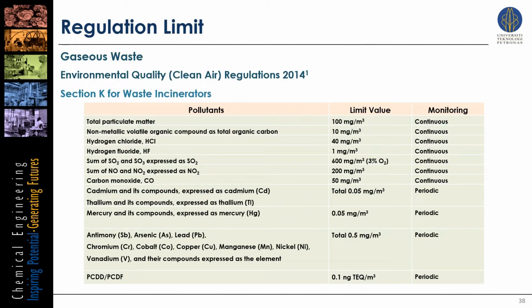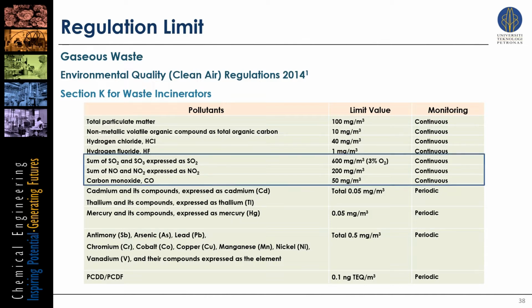For gaseous waste, the first limit that our plant should comply is the Environmental Quality Clean Air Regulation 2014, which serves to regulate the release of air pollutants from the industrial activities. Since this plant is a waste treatment plant which converts flue gas into value-added product, Section K for waste incinerators should be followed. The three components that we should comply are SO2, NO2, and CO, with their respective limits.